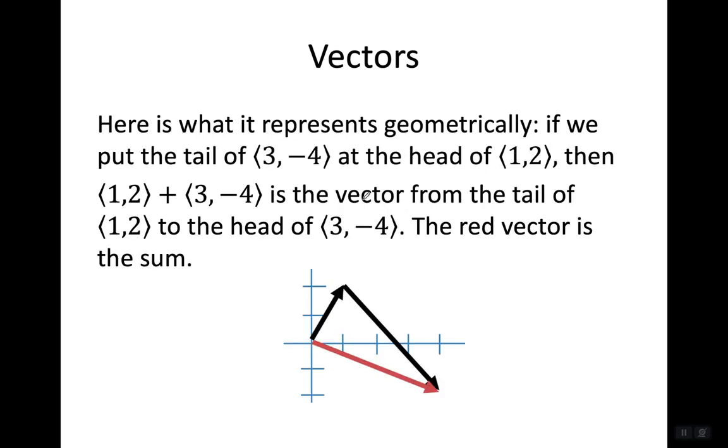Here's what this represents geometrically. If we put the tail of 3, negative 4 at the head of 1, 2, okay, so here's 1, 2, and here's 3, negative 4. If we put the tail of 3, negative 4 at the head of 1, 2, then 1, 2 plus 3, negative 4 is the vector from the tail of 1, 2 to the head of 3, negative 4. The red vector is the sum.